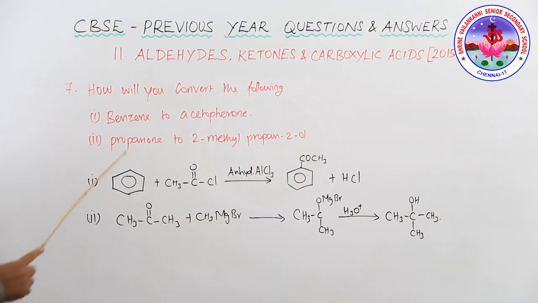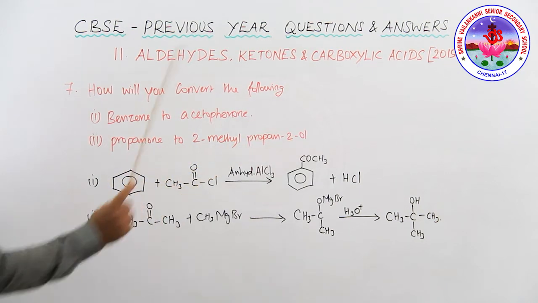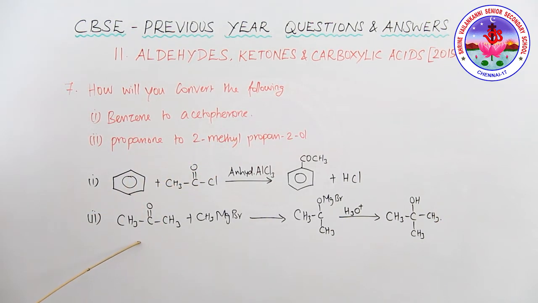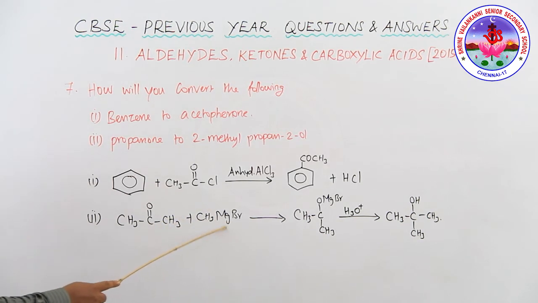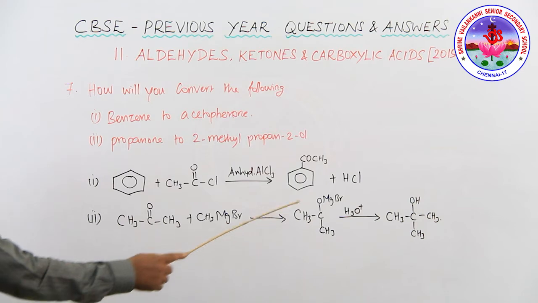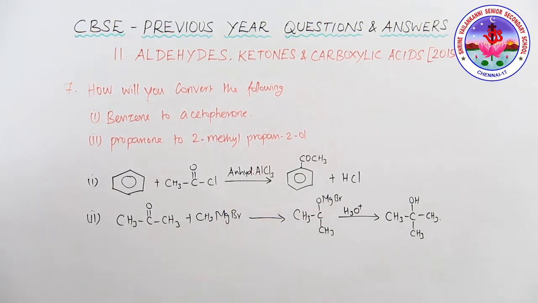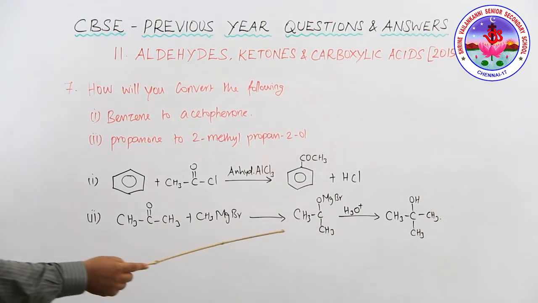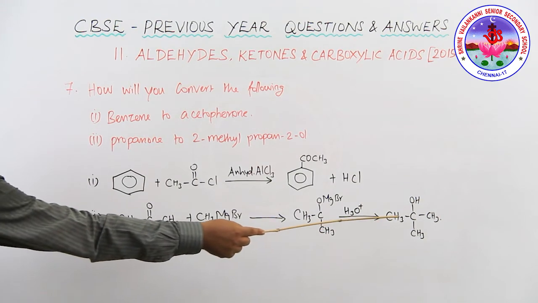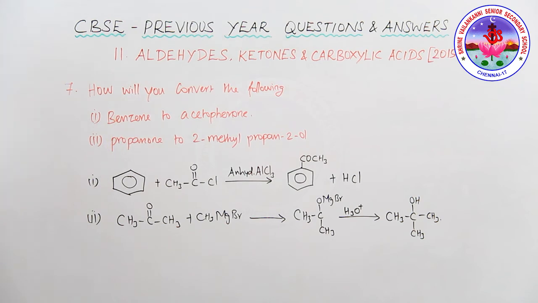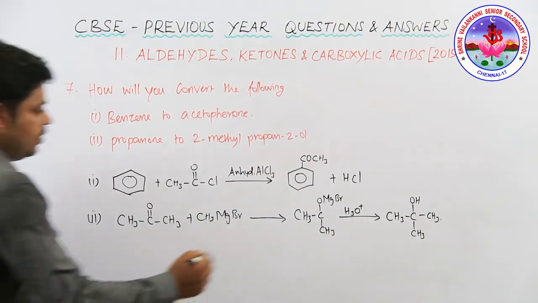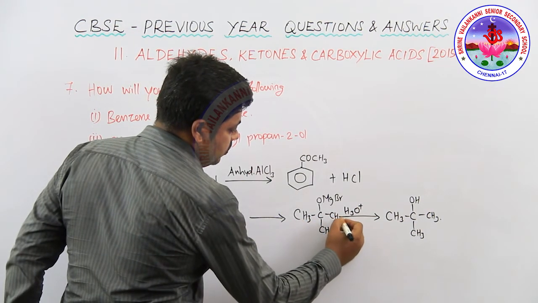Then the second question, propanone to 2-methylpropan-2-ol. This is propanone. Propanone reacts with the Grignard reagent, methyl magnesium bromide, and in the presence of hydronium ion you will get CH3, C, OH, CH3, CH3, that means 2-methylpropan-2-ol. You will get this answer. So here the CH3 is missing.